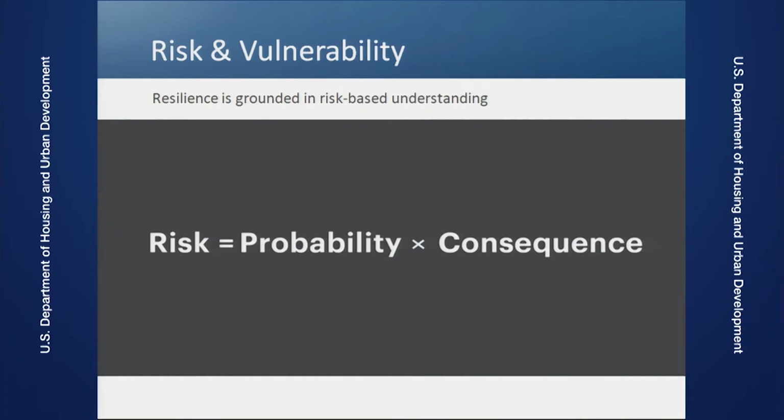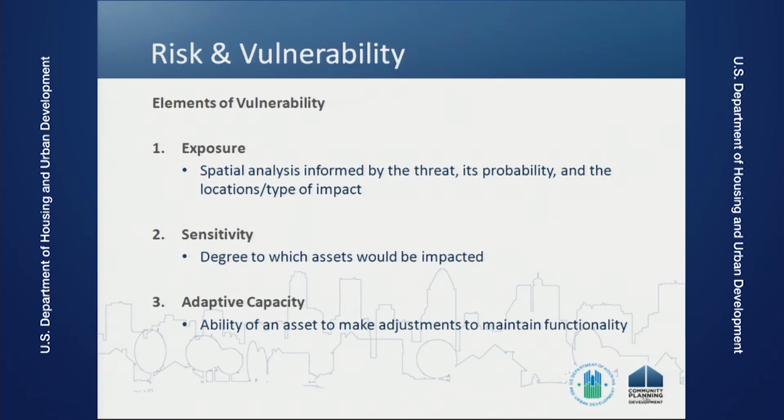So that means to understand resilience, we need to understand risk. So what is risk? Well, risk is the probability of a thing happening relative to the consequence if it does. So while determining probability can be more of a statistical calculation, estimating consequence or impact is a much more nuanced thing which needs to consider the elements of vulnerability. The basic elements of vulnerability are exposure, sensitivity, and adaptive capacity.